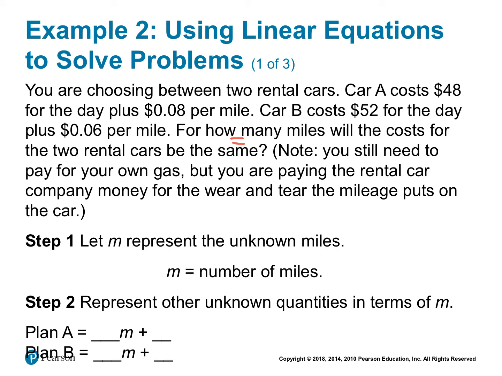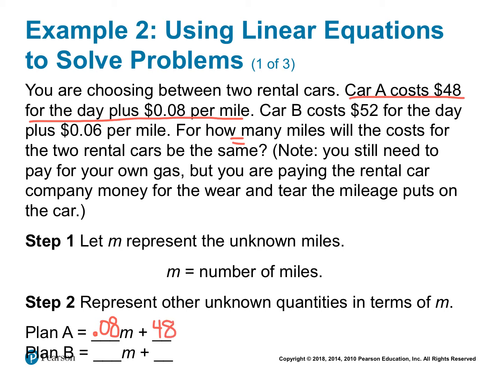So step 1, you're going to let M represent the unknown miles. Again, you don't have to use x all the time. I used M for miles. We're going to represent the other unknown quantities in terms of that M. So if I look up here, car A is $48 for the day plus 8 cents per mile. 8 cents per mile means 8 cents times every mile. So I'm going to say 0.08 M plus our $48 daily fee.